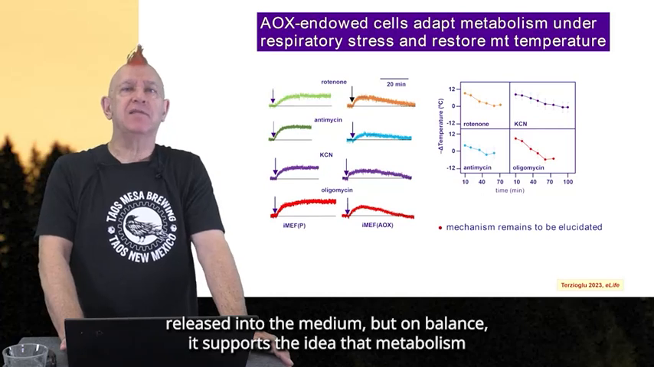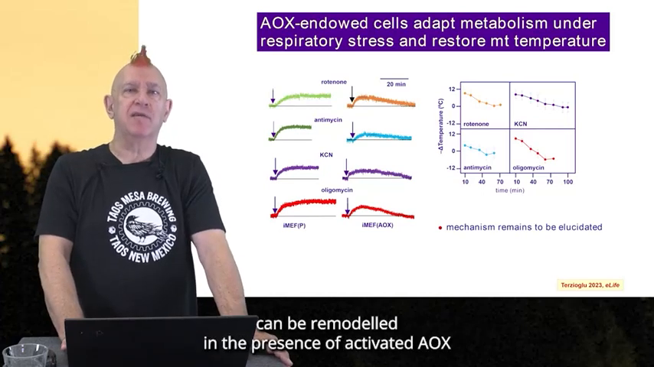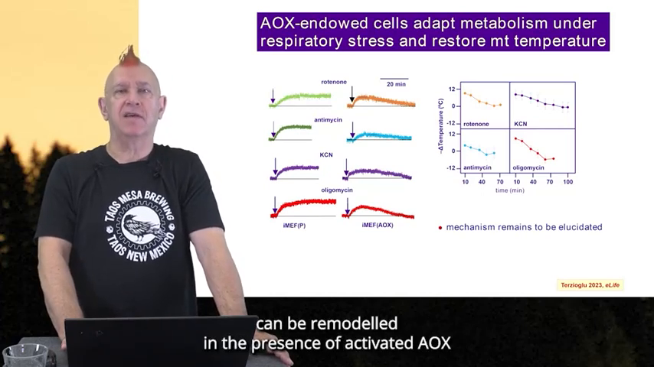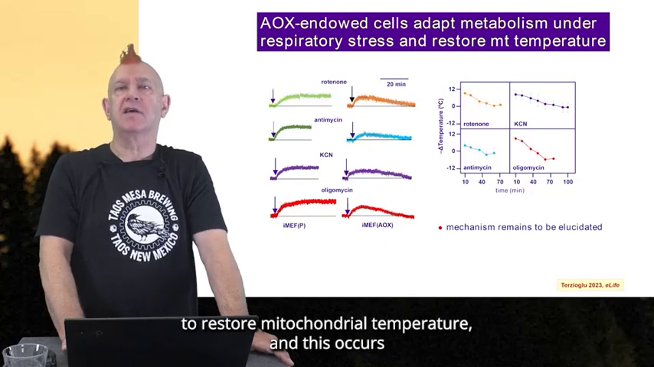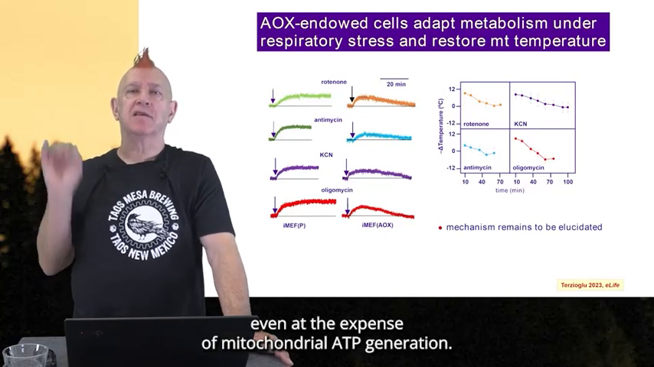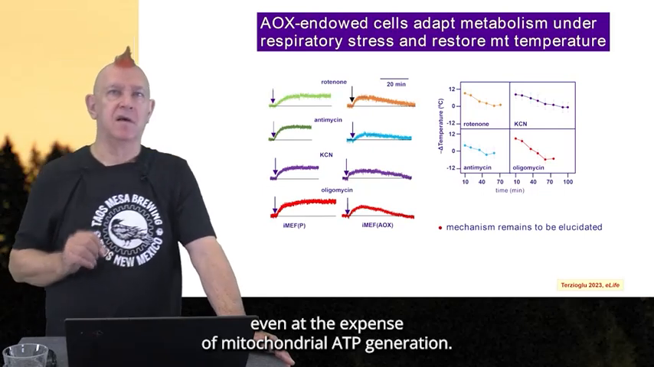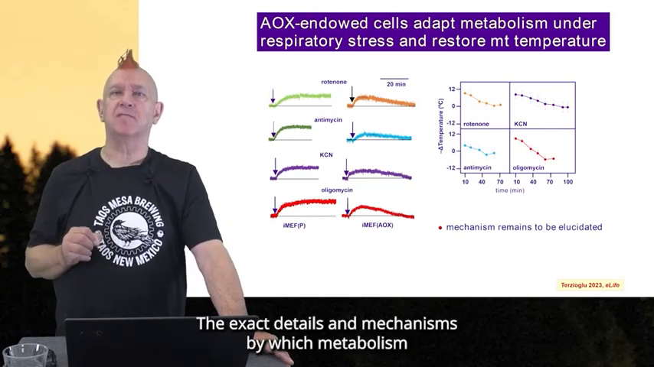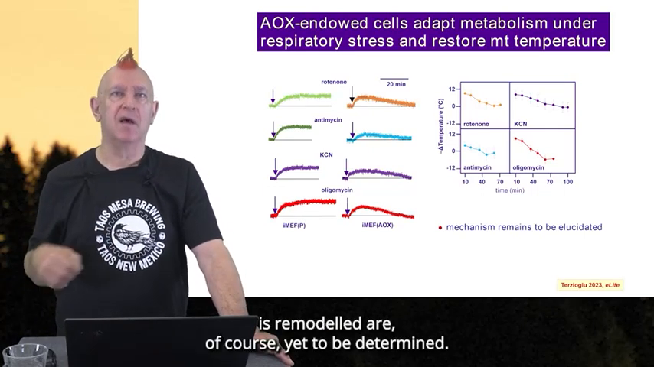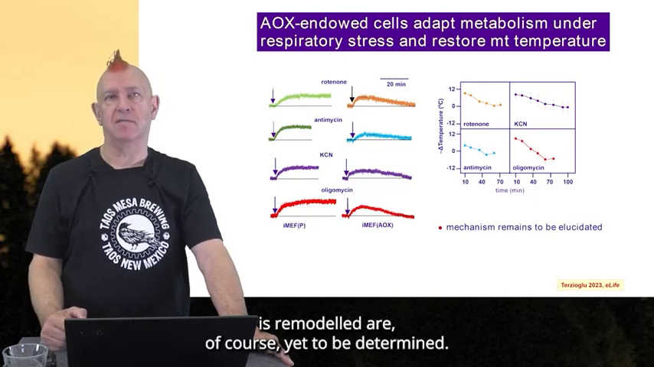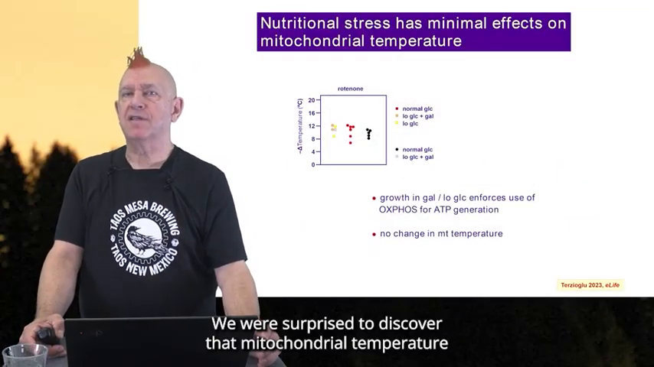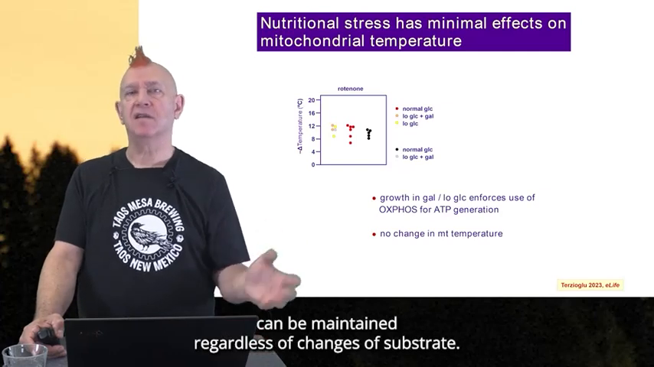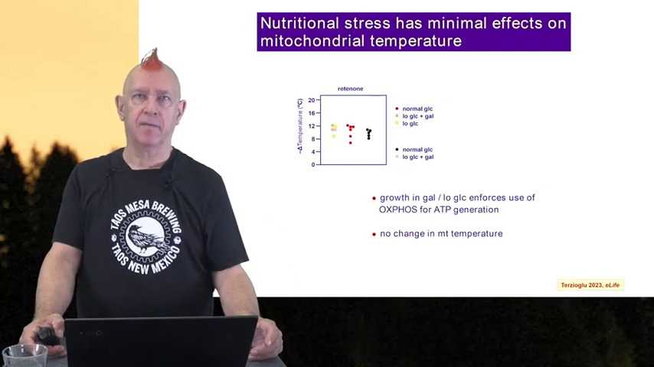But on balance, it supports the idea that metabolism can be remodeled in the presence of activated AOX to restore mitochondrial temperature. And this occurs even at the expense of mitochondrial ATP generation. The exact details and mechanisms by which metabolism is remodeled are of course yet to be determined. We were surprised to discover that mitochondrial temperature can be maintained regardless of changes of substrate.